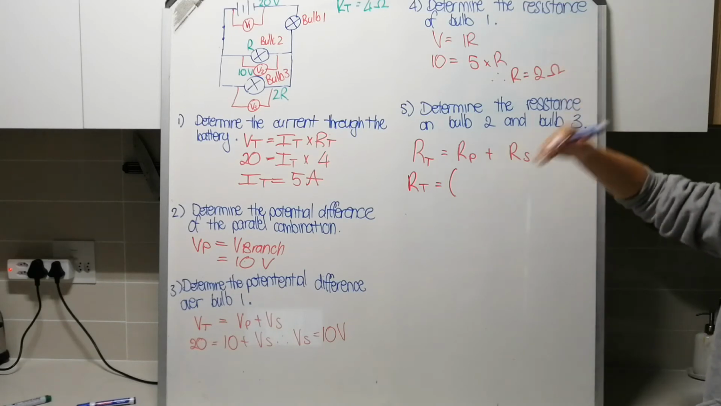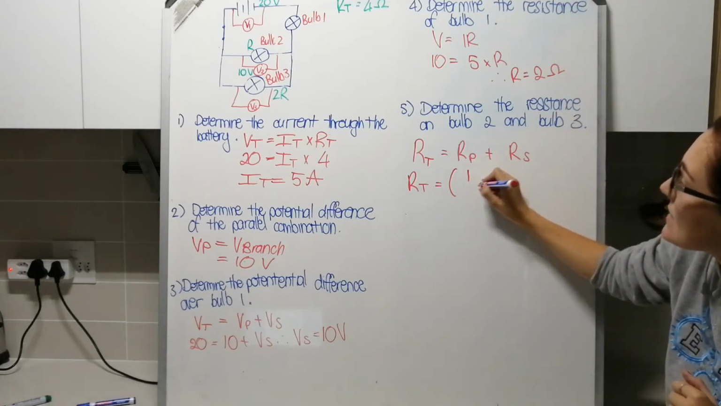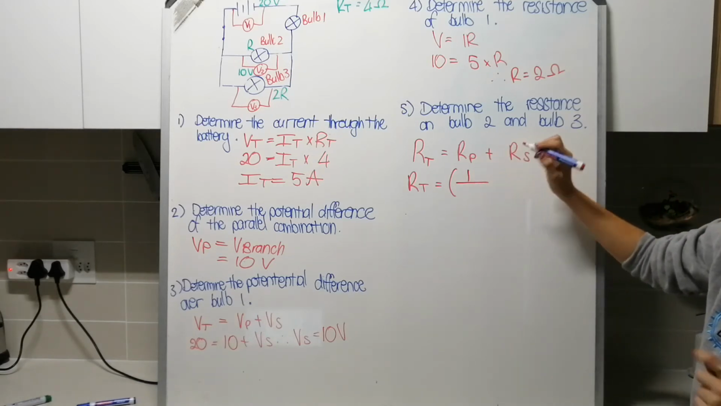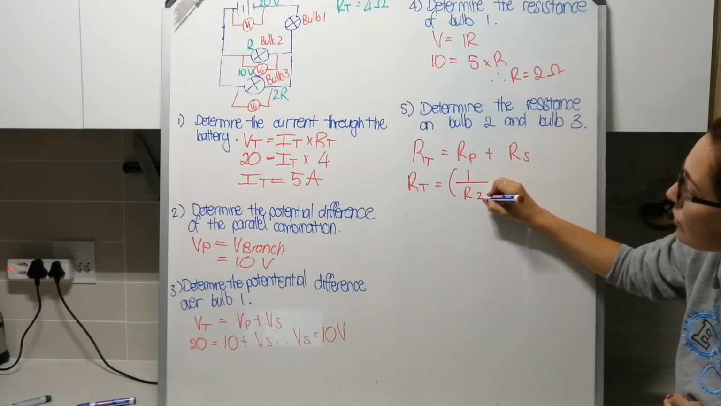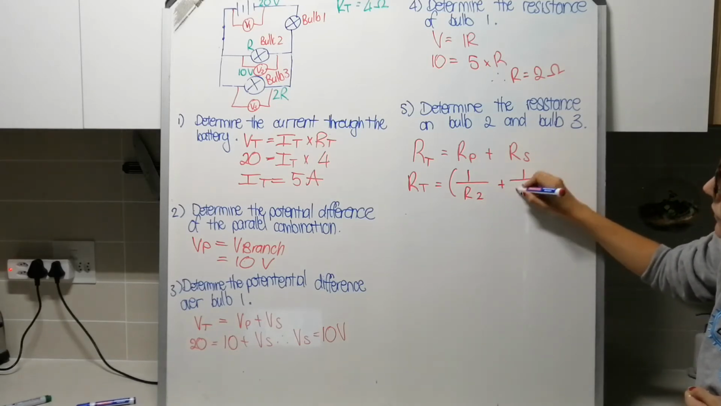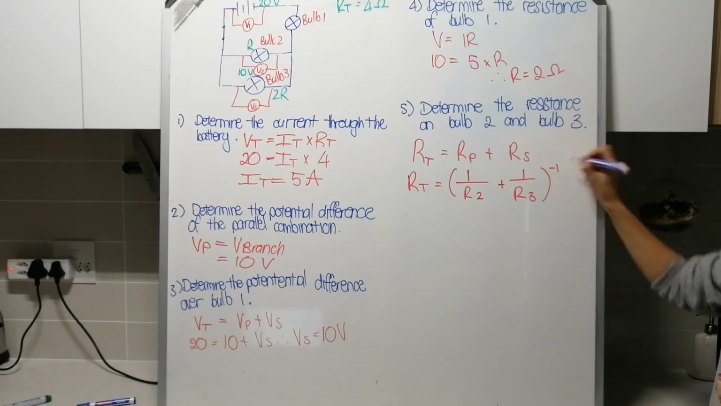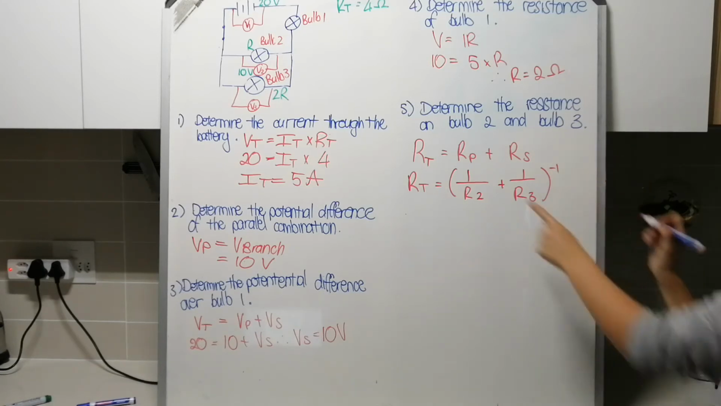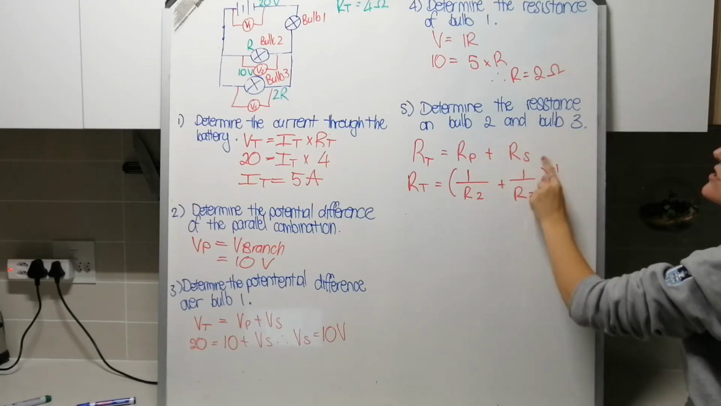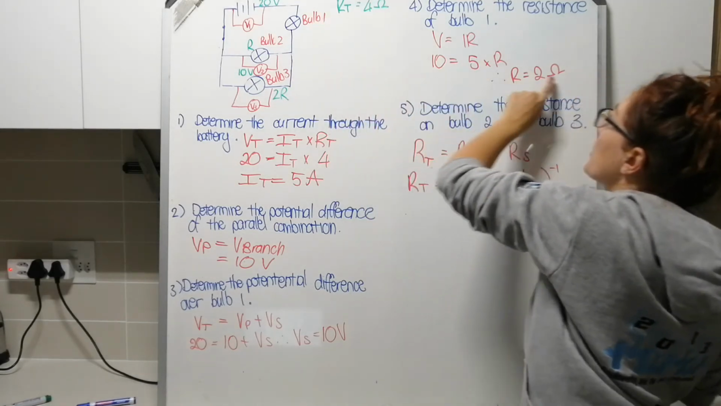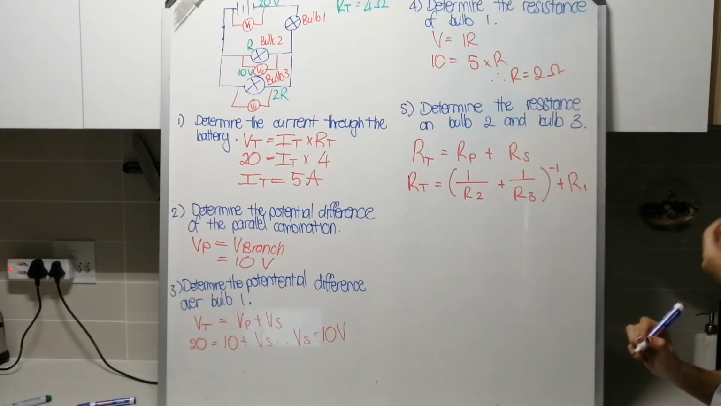I've got 2 branches there, and in each branch I only have 1 resistor. So I can say this is going to be the resistance, that was going to be the sum of 1 over the resistance of bulb 2 plus 1 over the resistance of bulb 3 to the minus 1. Always remember to raise to the minus 1 to get it from 1 over Rp to Rp. And then plus our series resistor, which is bulb 1, which is 2 ohms. Okay, but let's just call it R1. We haven't subbed in yet.